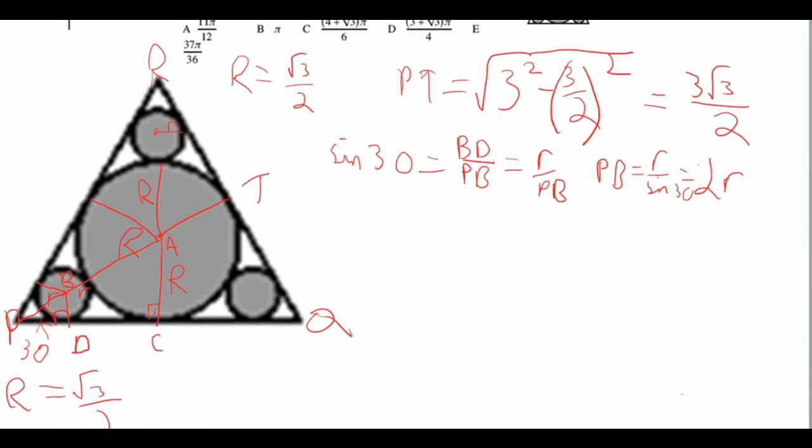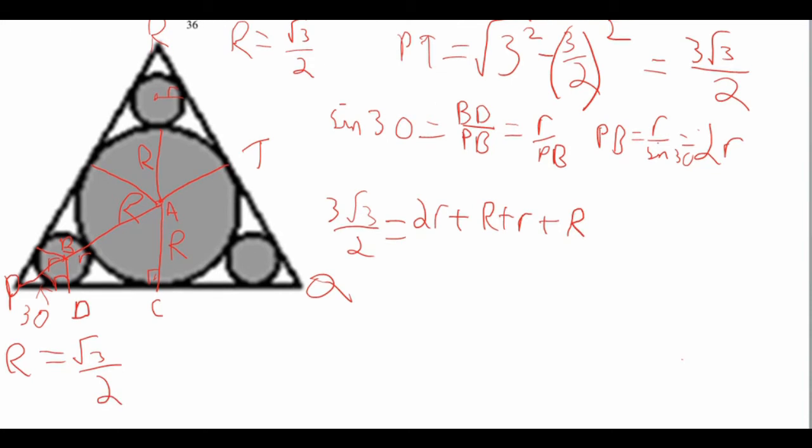So now we can see that the length PT is made up of the length PB, the length BR, and the length RT. So we can say that PT, which is 3 root 3 over 2, is equal to the length PB, so 2R, plus the length BR, which is R plus little r, plus again the radius of the big circle, which is R.